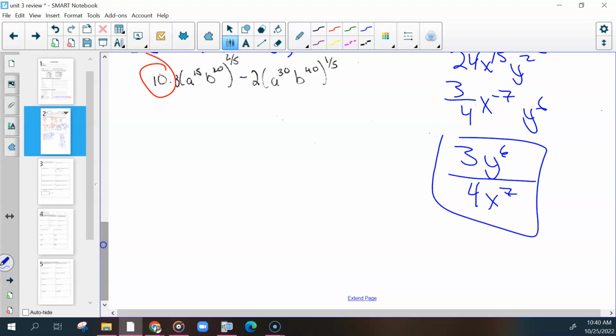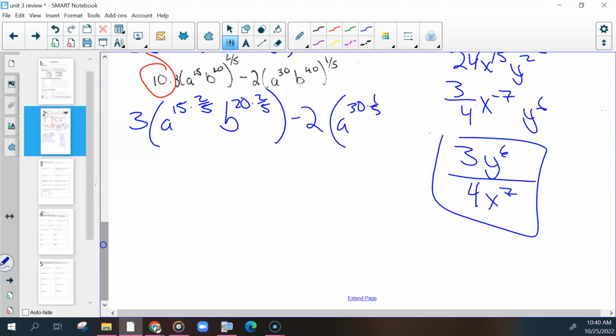Questions on 7 or 9 before we do 10? Number 10 is very similar to 7, where we have fraction exponents. We're going to do that same process and multiply. So I'm going to write it like this. A to the 15 times 2 over 5, B to the 20 times 2 over 5, minus 2 times a to the 30 times 1/5, B to the 40 times 1/5.